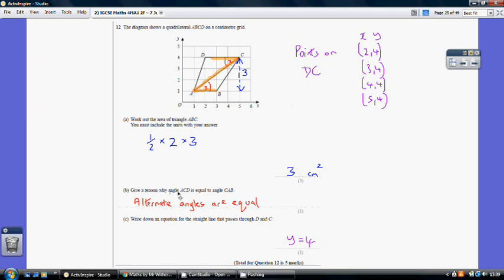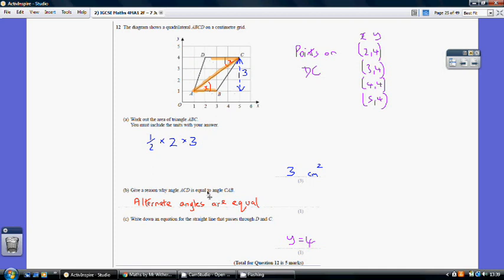Part B, give a reason why angle ACD is equal to angle CAB, why these two angles are the same. Well, this is sort of the Z angle rule. The two angles inside the Z are equal because DC is parallel to AB. Now what's the posh way of saying the Z-angle rule? Well, that's alternate angles are equal. Okay, remember the imagery we have. You're looking down from above. This is a fence. This person is looking this direction. This person is looking that direction.